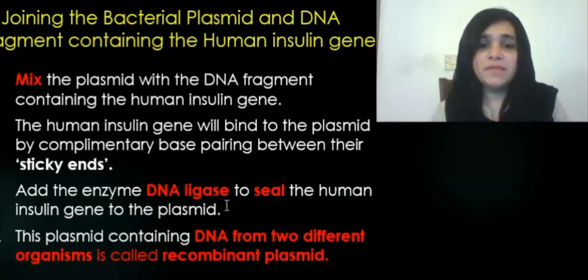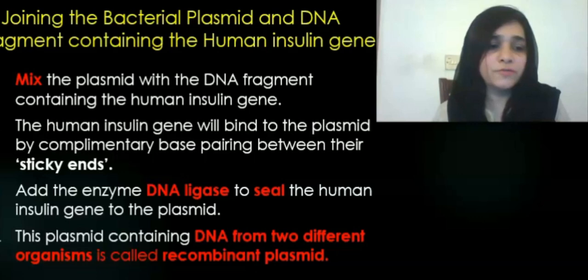Add the enzyme DNA ligase to seal the human insulin gene to the plasmid. So DNA ligase here acts to seal or join the 2 different DNAs. This plasmid that contains DNA from 2 different organisms is now known as the recombinant plasmid, a combination of 2 different DNAs.